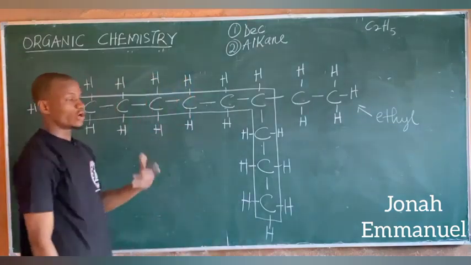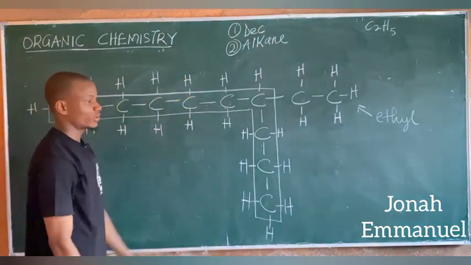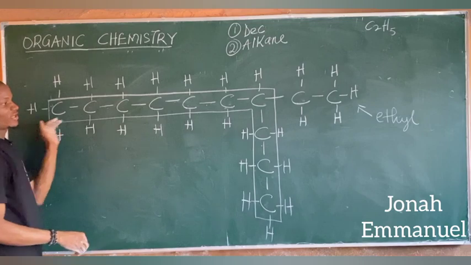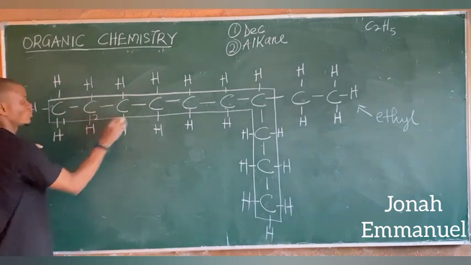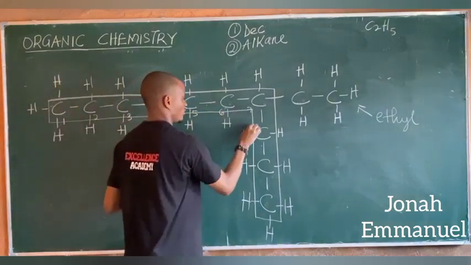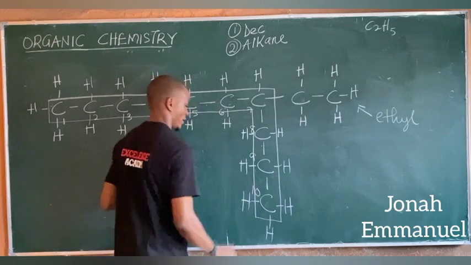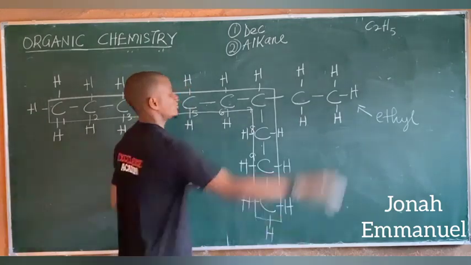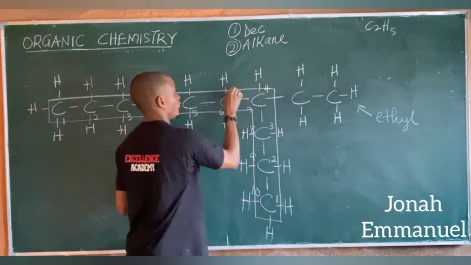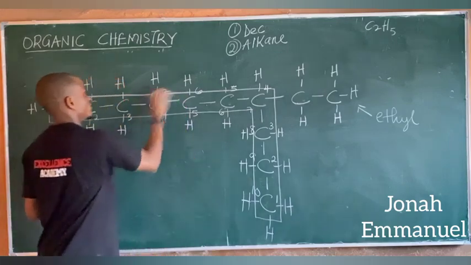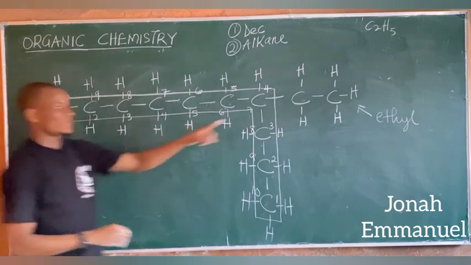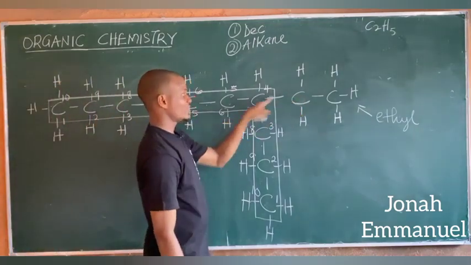Number 3 says do your numbering. Number it in such a way that it contains the least number for the substituents. If I number this way, lower numbering left to right, I'm having 1, 2, 3, 4, 5, 6, 7, 8, 9, 10. So I'm having 10 this way. If I number the other way around, upper numbering, I'm having 1, 2, 3, 4, 5, 6, 7, 8, 9, and 10. So 10 each side. This is my substituent, ethyl. Ethyl is attached to this carbon.